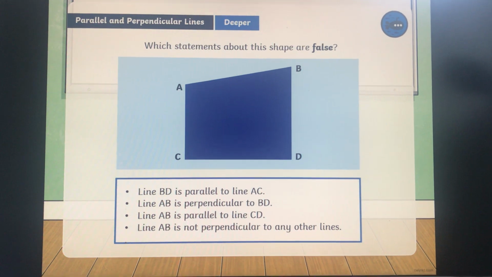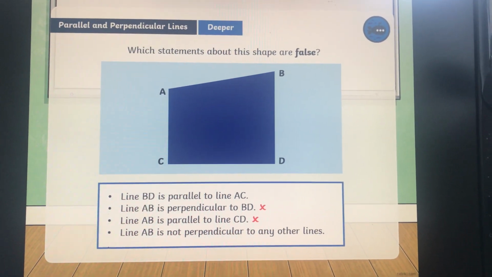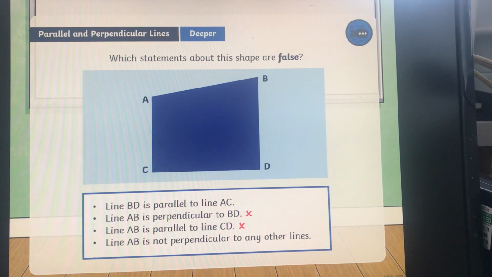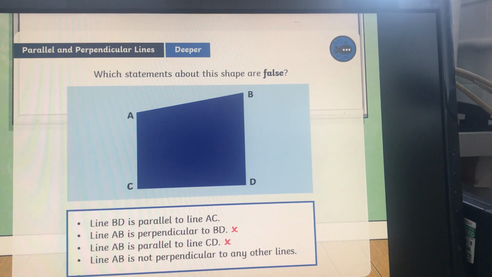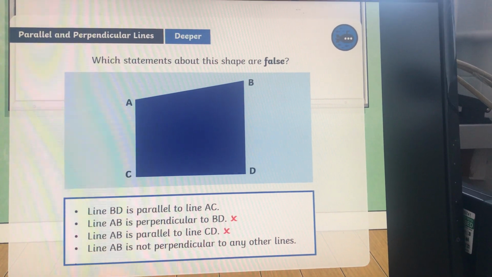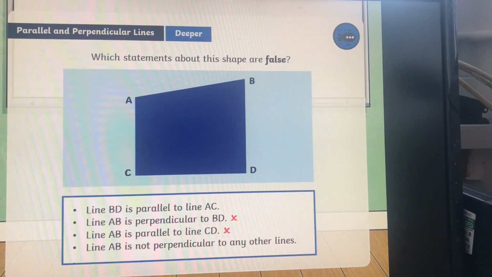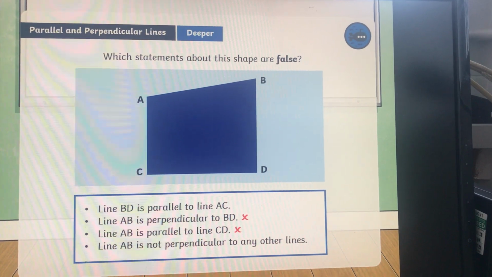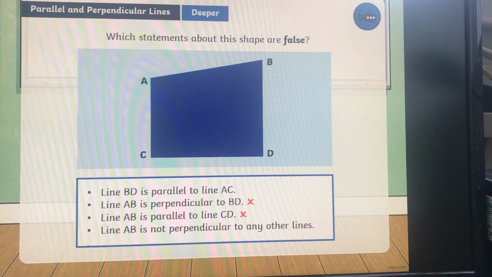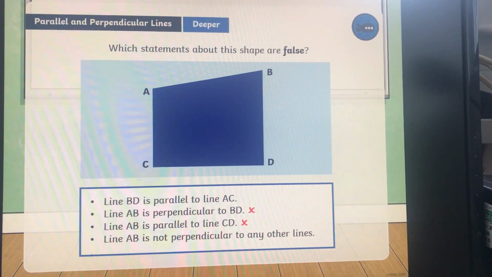Okay, going to reveal the answers to you now. There we go. So those are the answers there. Line BD is parallel to line AC, and line AB is not perpendicular to any other lines. So the top statement and the bottom one are true, and then the central two statements, they were the false ones, and hopefully you were able to spot that.